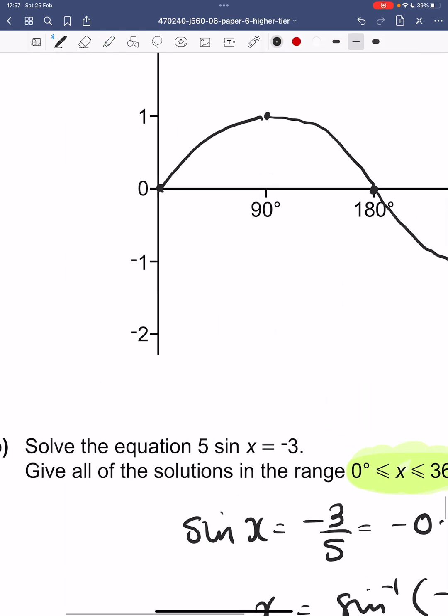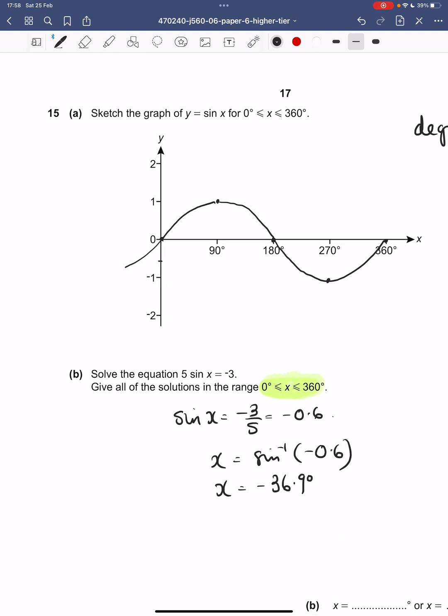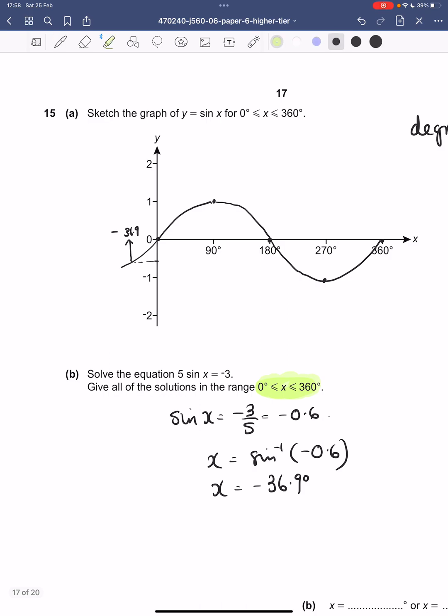Okay, but all is not lost. Okay, so minus 0.6 is here. If we complete this curve, something like that would look like. What it's given me is this solution here, minus 36.9. Okay, so there is symmetry here. And when we read off to the minus 0.6, the ones that we really want, we want that value of x, and then we want that value of x there.